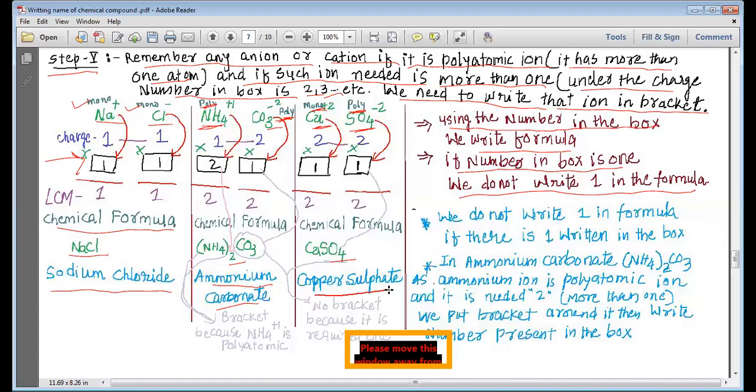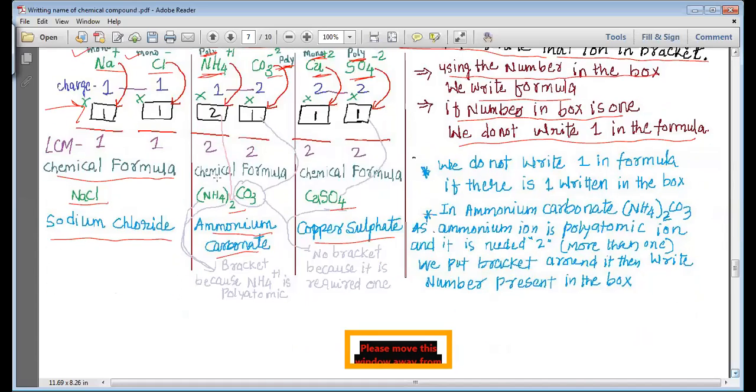This is the formula for copper sulfate. Now, there are a few things which I want you to know. The bracket is used when we have a polyatomic ion, and if the polyatomic ion is needed in more than one number, you can see that we put a bracket, because NH4 plus is a polyatomic ion and NH4 plus is needed in more than one number.